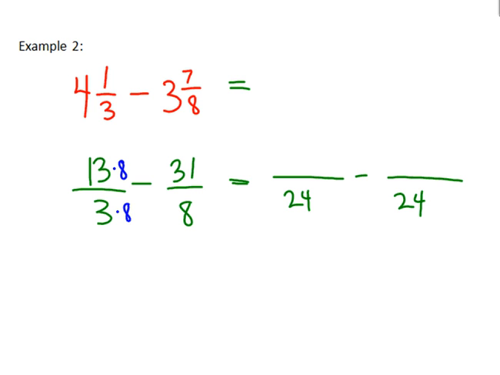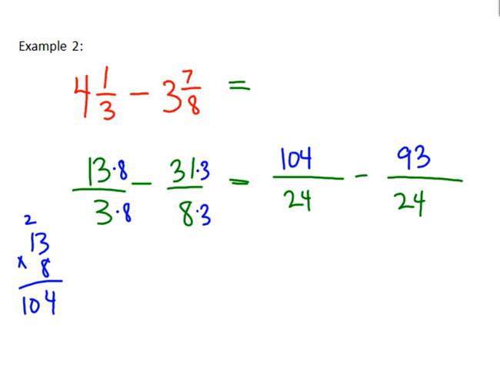Multiply by 8. 13 times 8. I'm just going to do it over here because I don't know it in my head. 104. So it's 104 over 24 minus, times 3, 31 times 3, I can do that in my head, is 93. Now we've got it where we want it. 104 minus 93 is 11 over 24.